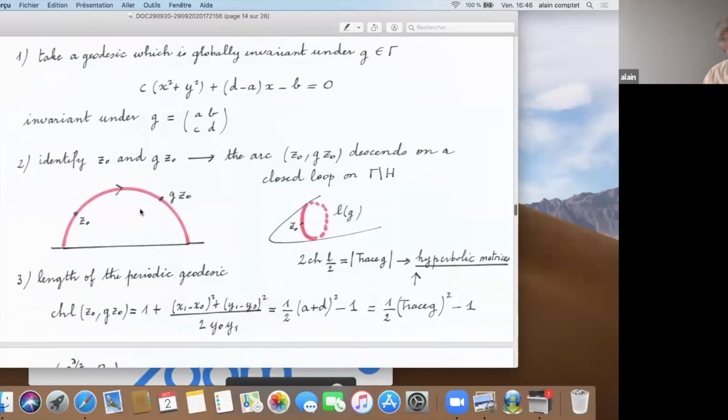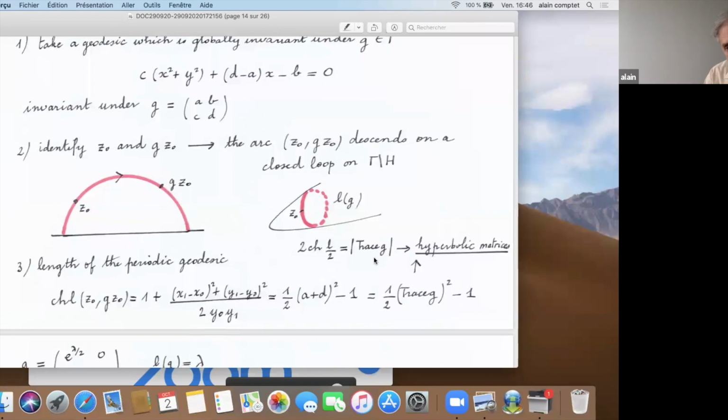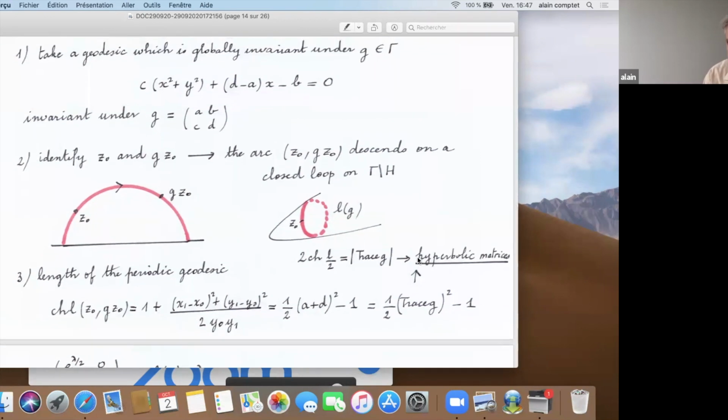In fact, if you compute the length of this loop by using hyperbolic geometry, you find that the cosh of the length is related to the trace of G. So the final formula is that twice the cosine hyperbolic of the length of this trajectory is the trace of the matrix. So since cosine hyperbolic is larger than 1, this requires that the trace of the matrix is larger than 2. So the matrices that come into this game are necessarily hyperbolic matrices.